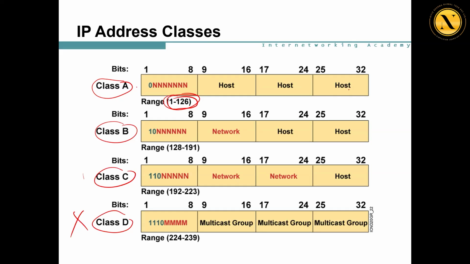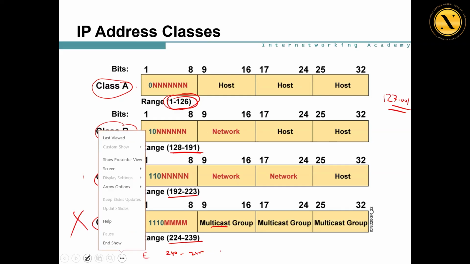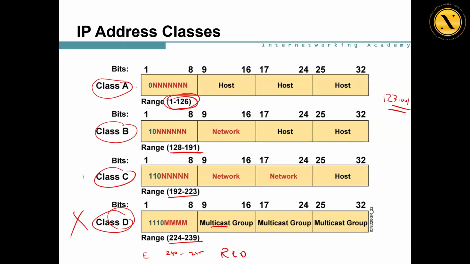So 1 to 126 and 128 to 191. 127, we know the PC automatically generates for a loopback, which is used for testing only. 128 to 191 and 192 to 223 and 224 to 239. And class E is 240 to 255. This is used for multicasting and class E is used for research and development, right? So we don't use this. But if you take any class A IP address and convert in binary, first bit will always be 0, right?